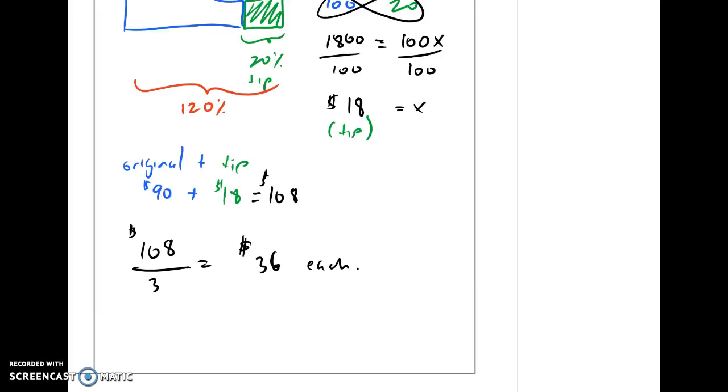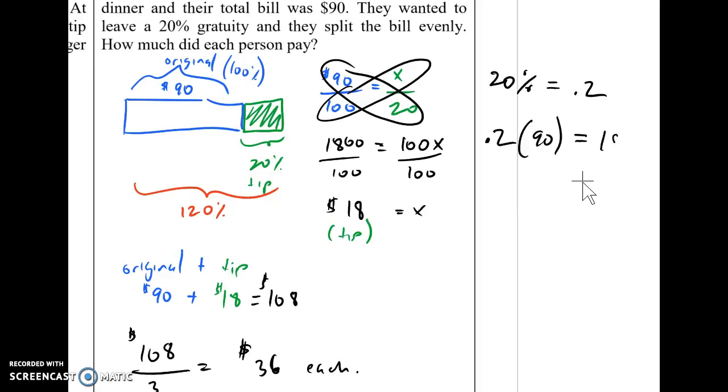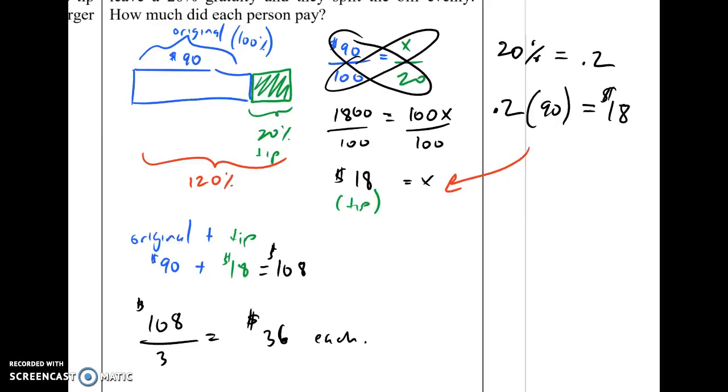All right. And of course, I could have calculated my 20% using the arithmetic method, which is converting to a decimal. 20% is 0.2. 0.2 times $90 is 18. And that is exactly what we got when using our proportion. Okay?